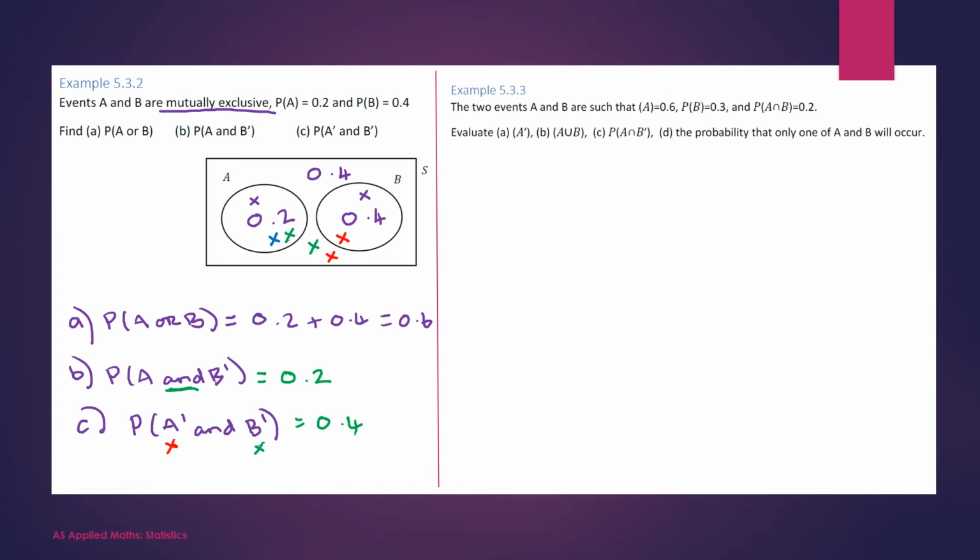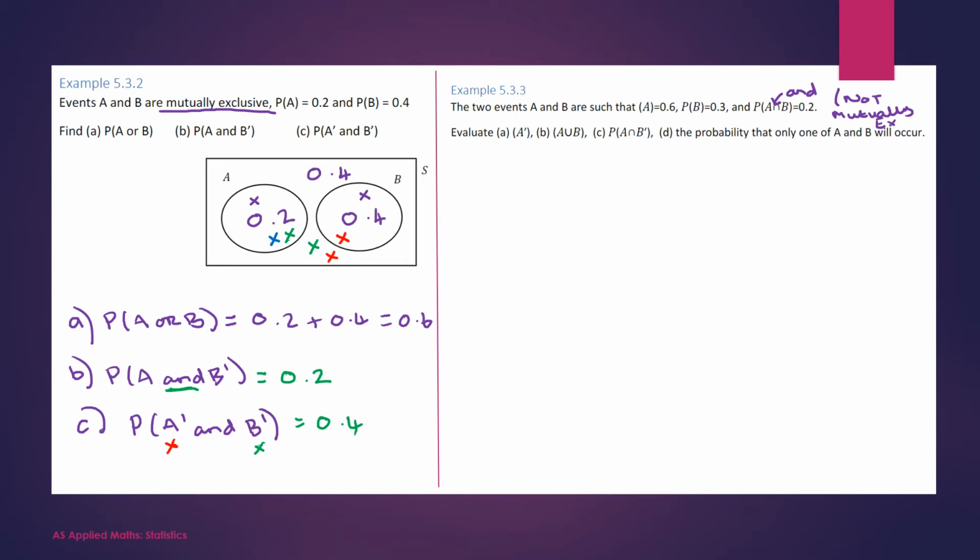Looking at example 5.3.3, we've got two events. We are not told in the question that they are mutually exclusive, but what we are told is that we've got this probability of A intersection B. Remember that means 'and'. A lot of the practice questions that you come across will use the notation, even though we don't need it until next year for any exam questions, but we might as well get used to it. So probability of A and B, so we know they are not mutually exclusive. So this is an example where the events are not mutually exclusive.